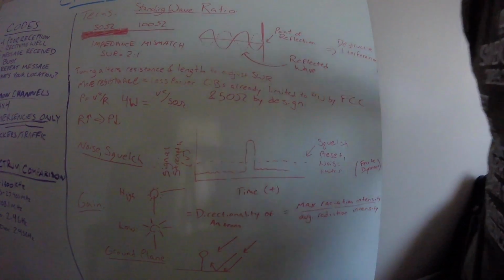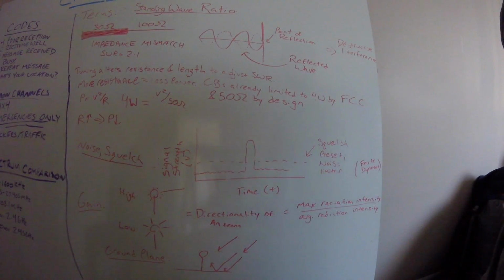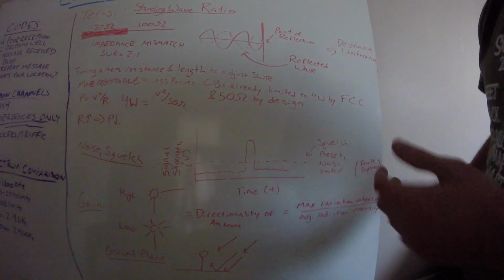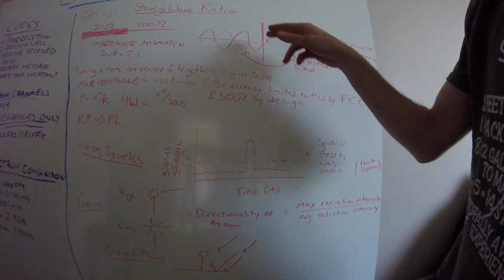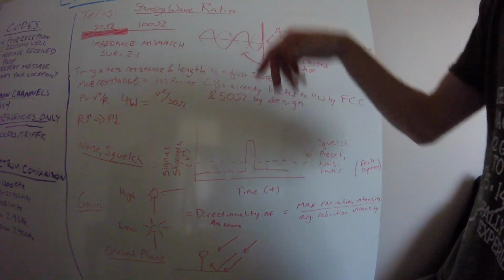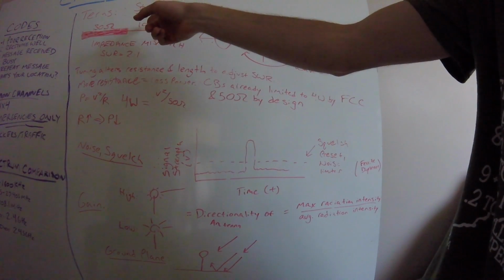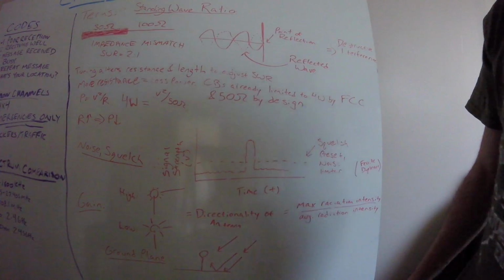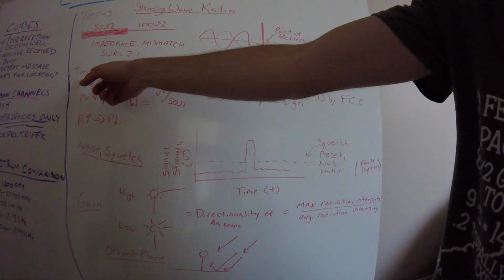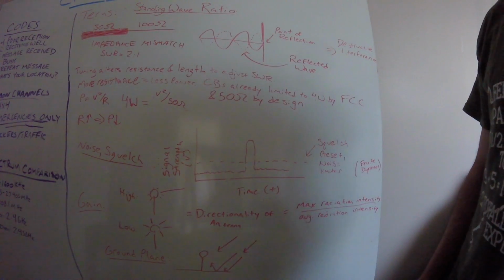1 to 1 is obviously perfect, and when you get above 3 to 1, usually your radio is just not going to work anymore. You're not going to transmit or receive because too much of that energy is going to be lost with that destructive interference. If this were, say, 150 ohms, too much of that energy would be reflected back and you wouldn't get anywhere. So again, tuning your antenna alters the length and resistance.